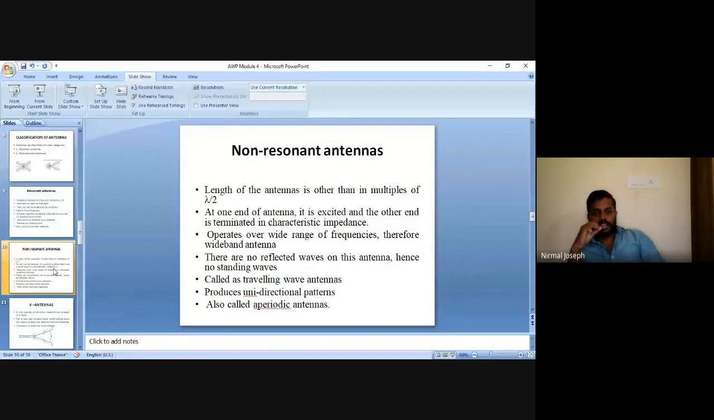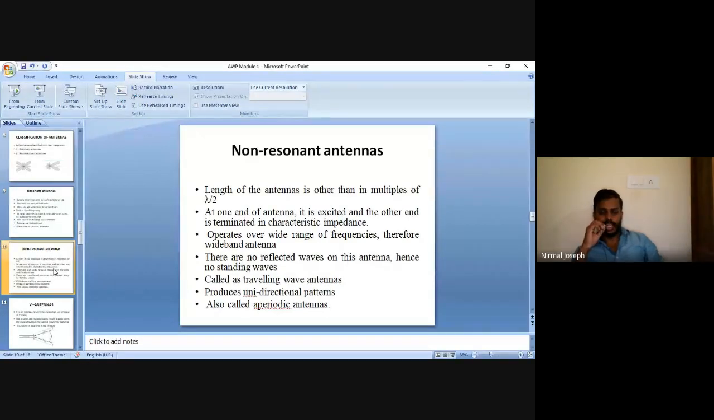Second, non-resonant antennas. Here, the length of the antenna is other than a multiple of lambda by 2. That is the only condition. At one end of the antenna, it is excited and the other end is terminated in characteristic impedance. That is the major difference here. In resonant antennas, those antennas were kept open, not terminated at any resistance. But in non-resonant antennas, the end of the antenna is terminated at characteristic impedance.